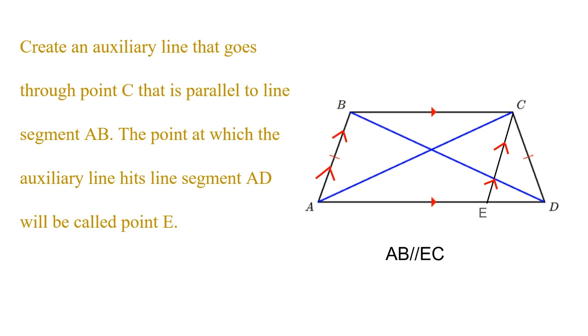All right, so to start off, we're going to create an auxiliary line that goes through point C that is parallel to AB. As you see here, we have a line segment created that goes through point C that is parallel to AB. When this line segment goes through AD, we're going to call that point of intersection point E. So now we have line segment EC parallel to AB.